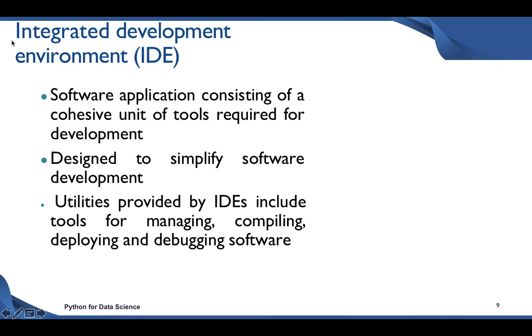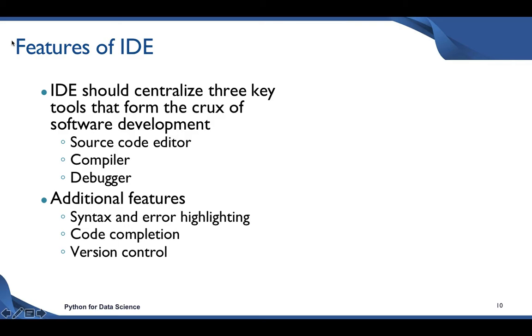So here also Python is a language, so it needs some kind of a software development kit or a software tool which does the simplification process, which is designed to simplify the software development process, right? So it could have some kind of utilities provided for managing the tool, for compiling, for deploying and for debugging the software, right? So that it could interact with your hardware and give us efficient results, and also ease the programmers, right? In case of errors they could tell us the syntax or error highlighting part, right? They could tell us the code completion.